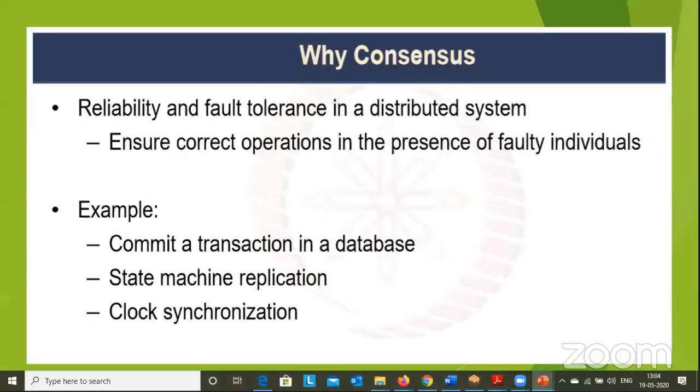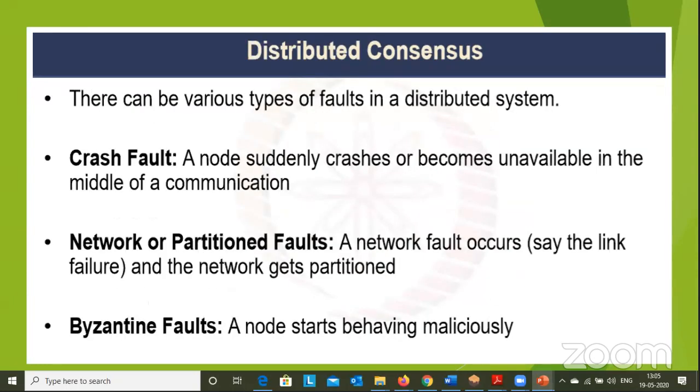Now you can see why consensus is required. If you are not using consensus, what happens? Mainly, consensus is used to provide reliability and fault tolerance in a blockchain network. We need to provide reliability, and any faults we need to avoid can be handled using a consensus protocol. So what will happen in a distributed or blockchain network?